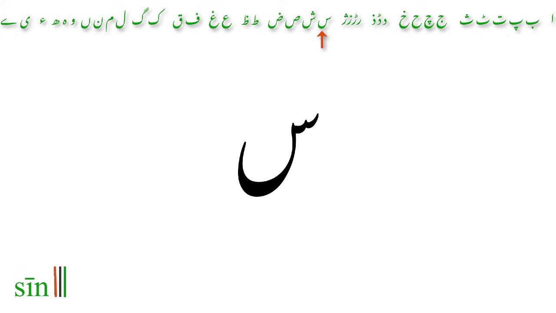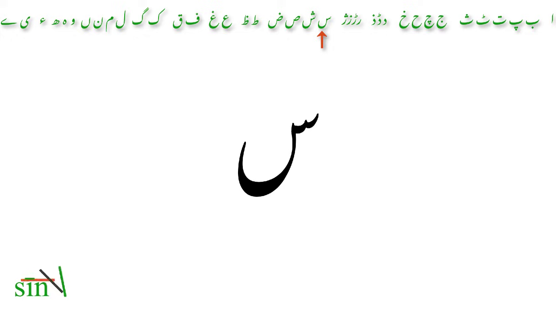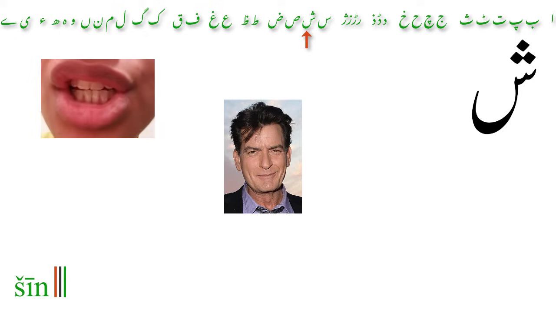Next, we've got seen. It's like the word seen in English. I had seen her last night. Then comes my favorite letter, if I had to pick one. It's sheen. Sheen. It's like Charlie's last name, Charlie Sheen. But it's my favorite because it's what my name starts with.